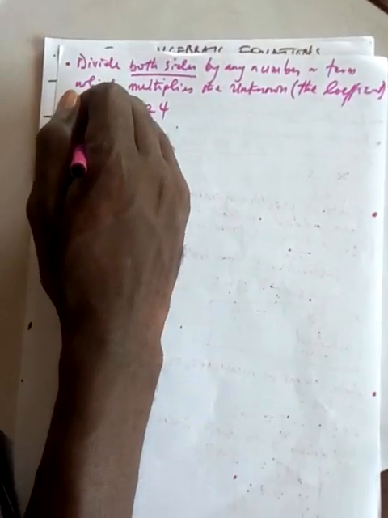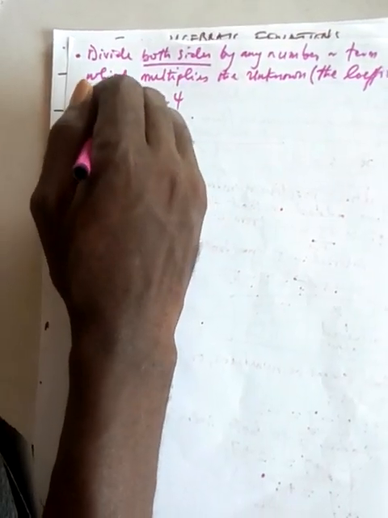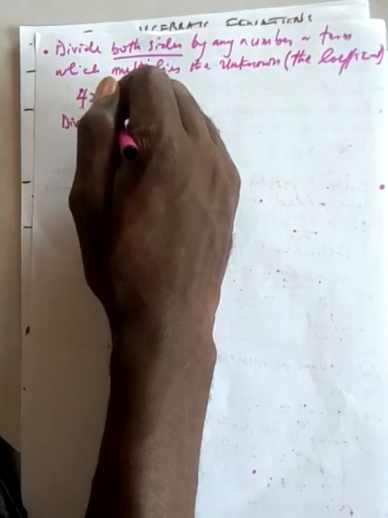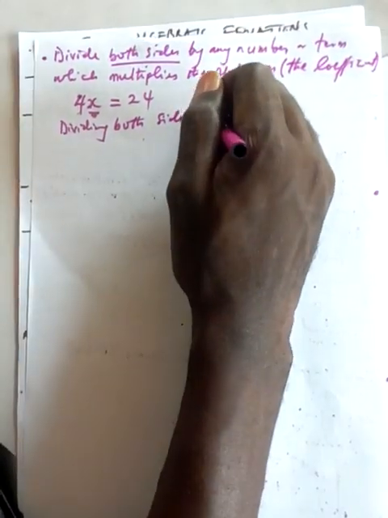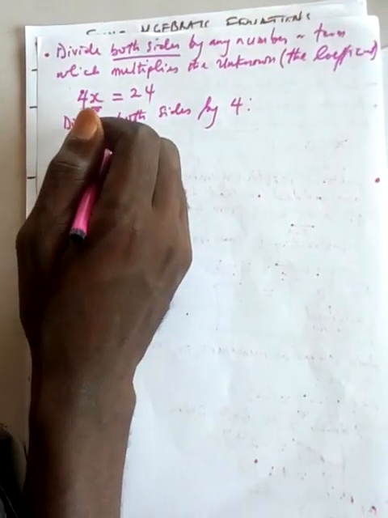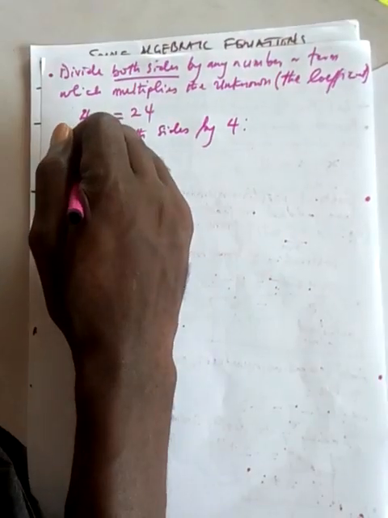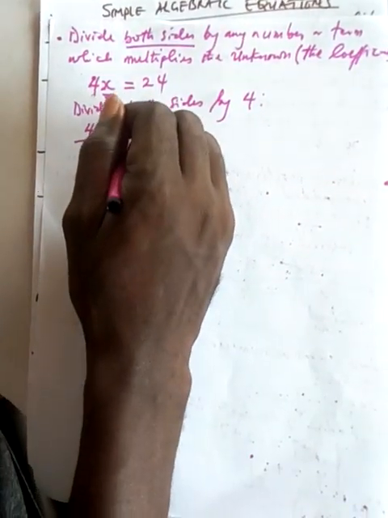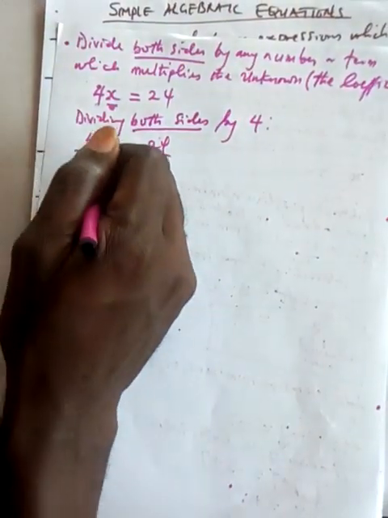Performing opposite operations, we say dividing. We are dividing because of this multiplication of operation here. Dividing both sides by 4, because it is 4 that is multiplying the unknown. So to remove 4 from there, we have to do the opposite in order to detach it. 4x over 4, both sides, remember, equals 24 over 4.